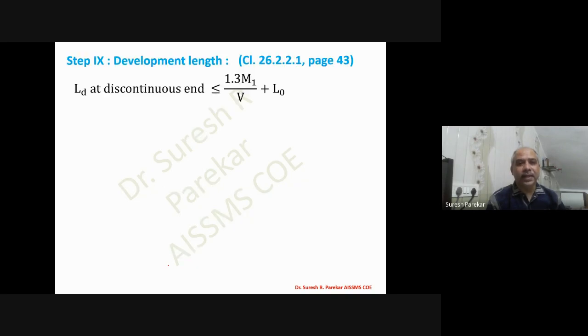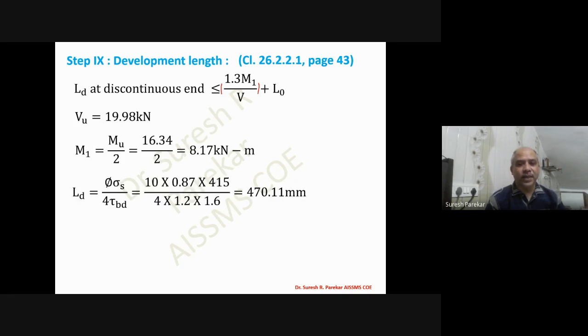Then development length. So we have Ld at discontinuous end less than or equal to 1.3 M1 by V plus L naught. Now if this criterion is satisfied, then I do not require to provide any hook or anything. And if we see here Vu 19.98 kilonewton, we are taking 50% steel in support. So Mu by 2 we are going to consider, which is 8.17 kilonewton meter.